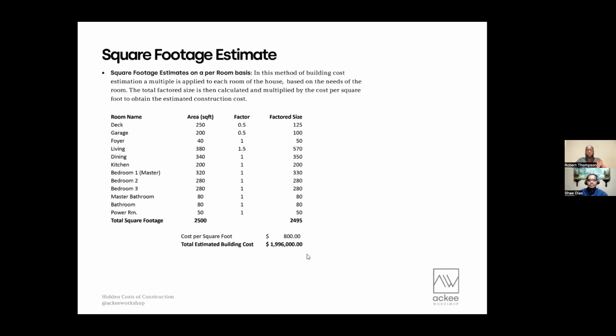And using this example, we see that we get a total estimated cost of 1,996,000, as opposed to the 2 million estimate that we got from the overall square footage cost. Now we have a case study using the same 3-bedroom house, and we will see how this initial cost estimate compares to the refined cost estimate that we'll get later on.